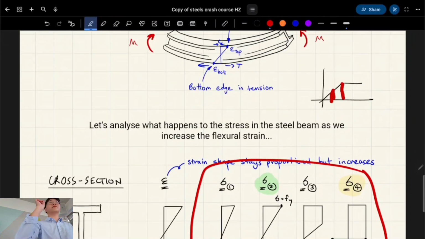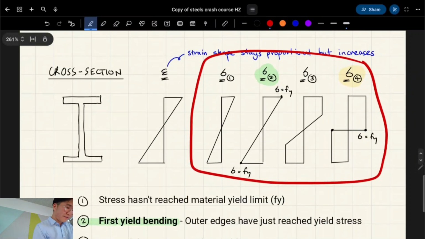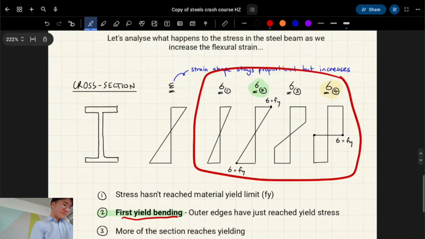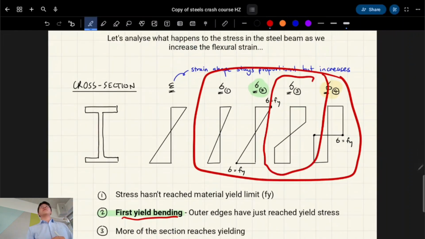That's what we call the first yield bending moment. Maybe not moment, the point of first yield bending. What's happened here in this diagram? Has the entire thing plateaued? No. Which parts have plateaued? Only the top and bottom parts which have bent. Exactly. So these regions have plasticized. That's kind of what we're looking at.